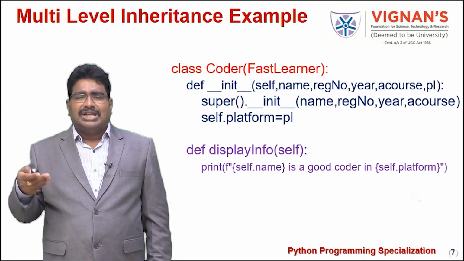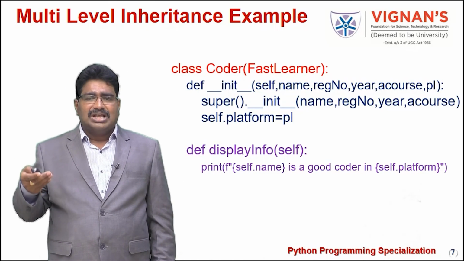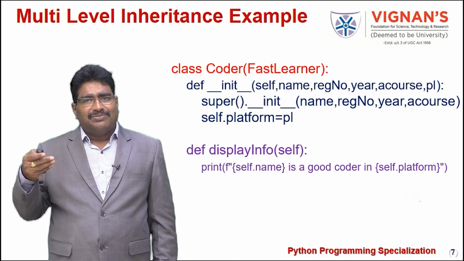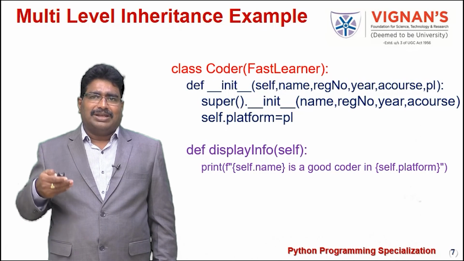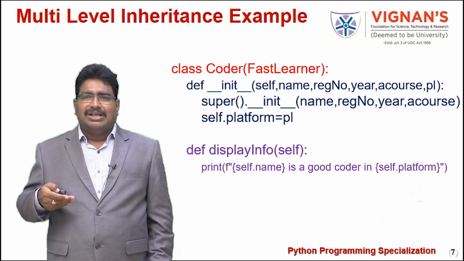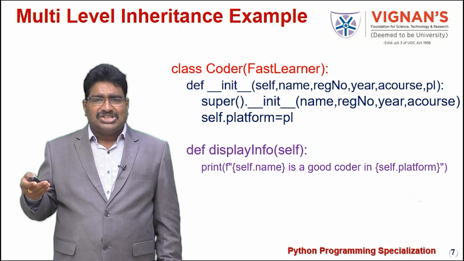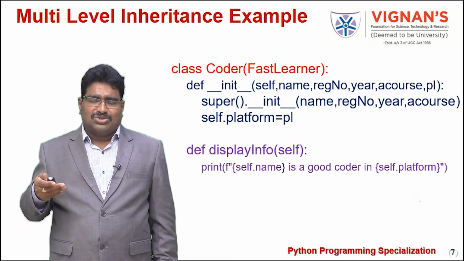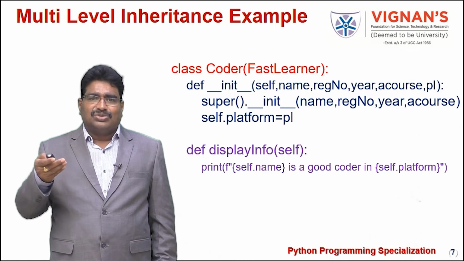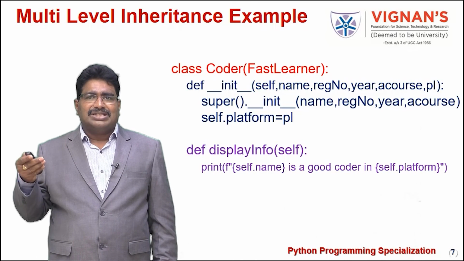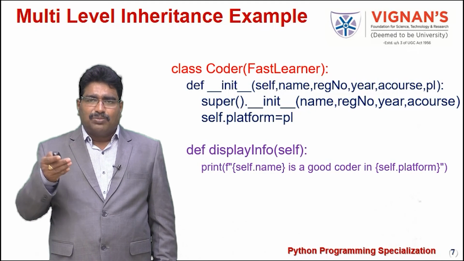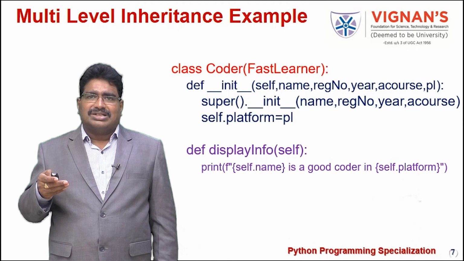In addition to that, it also maintains which programming language the coder is practicing. So we assume the parameter we pass is PL. Here we need to call the constructor of the parent class, that is, the fast learner. For that reason, we use the statement super.__init__, passing the parameters name, register number, year and additional courses. So automatically we use the constructor of the fast learner, and those values are assigned to the object. In addition to that, we need to assign PL to the platform, that is, self.platform is equal to PL. Using that, we are adding one more attribute to the coder class, that is, the platform attribute.